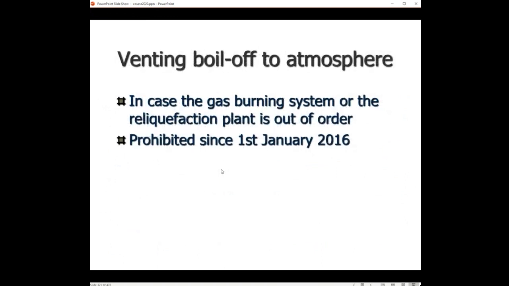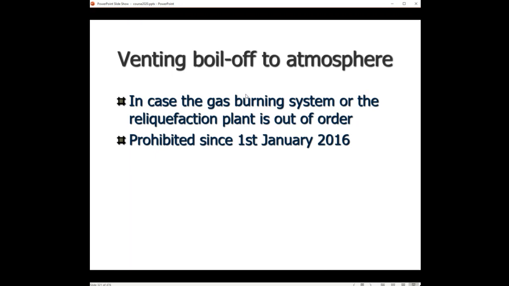Okay, that for the reliquefaction plant, and as we know, that third option was venting boil-off to atmosphere, that is prohibited since the 1st of January 2016. What a shame that it took so long, because this means that on the 31st of December 2015, you were still allowed to send these vapors, also for the chemical gases, into the atmosphere. Okay, since the 1st of January, finally we decided not to do so anymore.